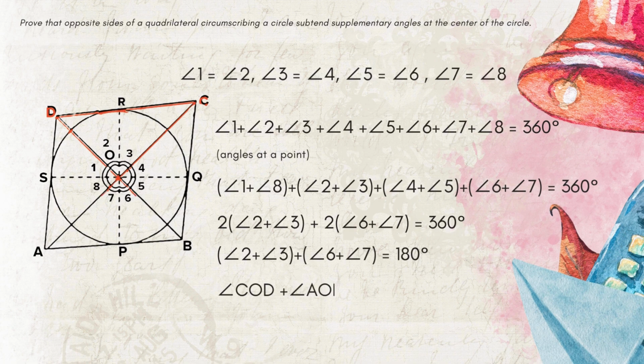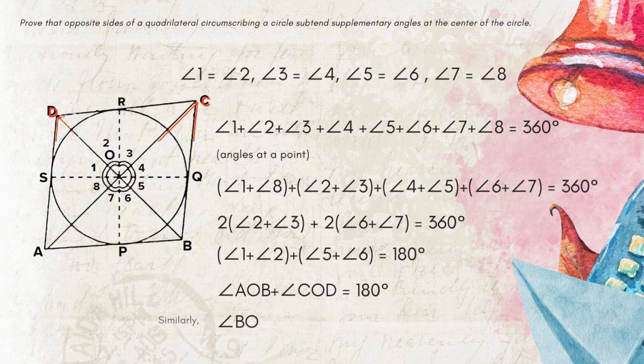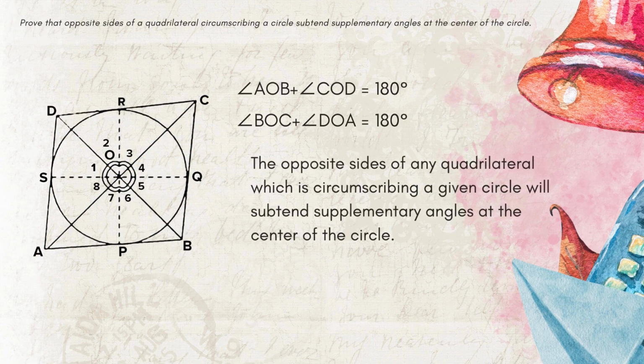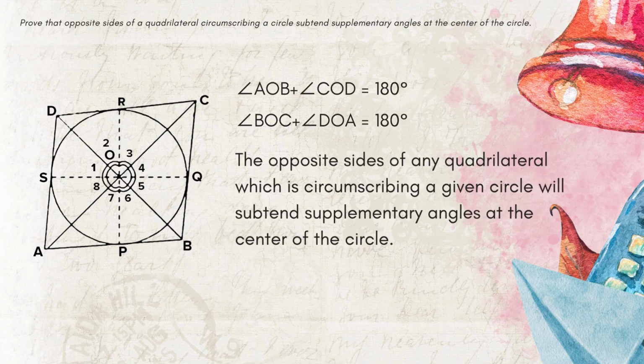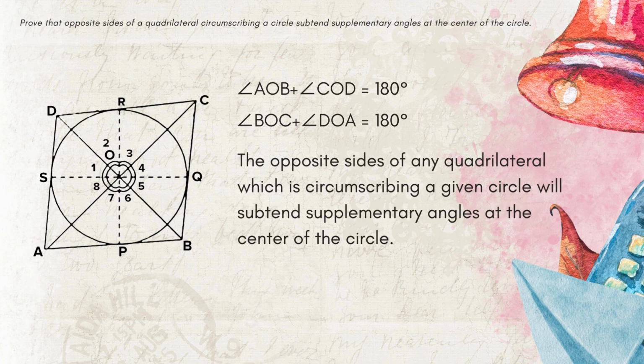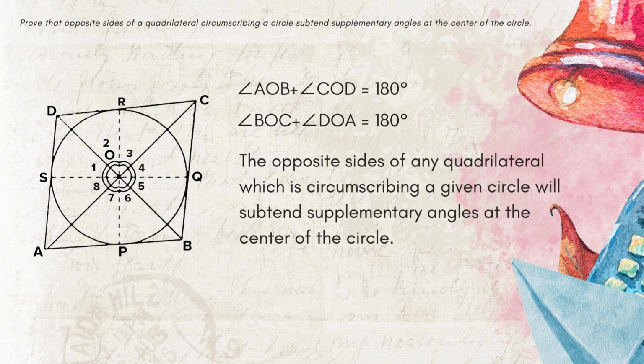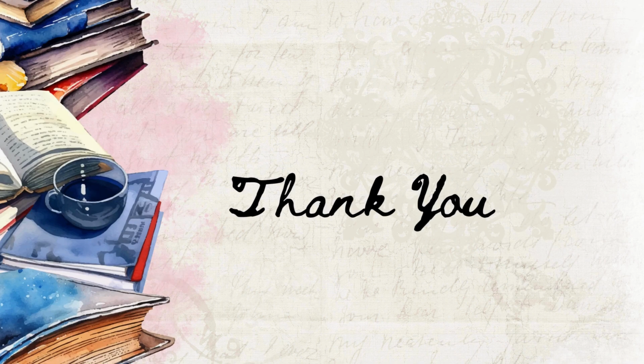Or we can say angle COD plus angle AOB is equal to 180 degrees. Similarly, it can be proved that angle BOC plus angle DOA is also equal to 180 degree. Therefore, the opposite sides of any quadrilateral which circumscribes a given circle will subtend supplementary angles at the center of the circle. Thank you.